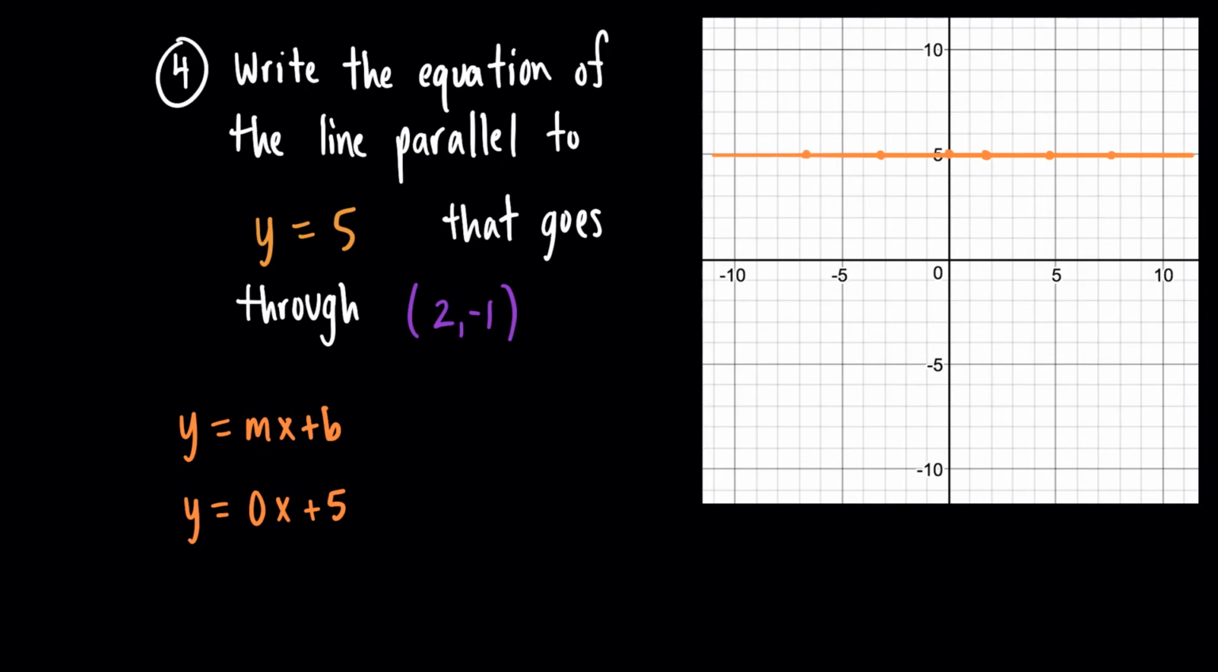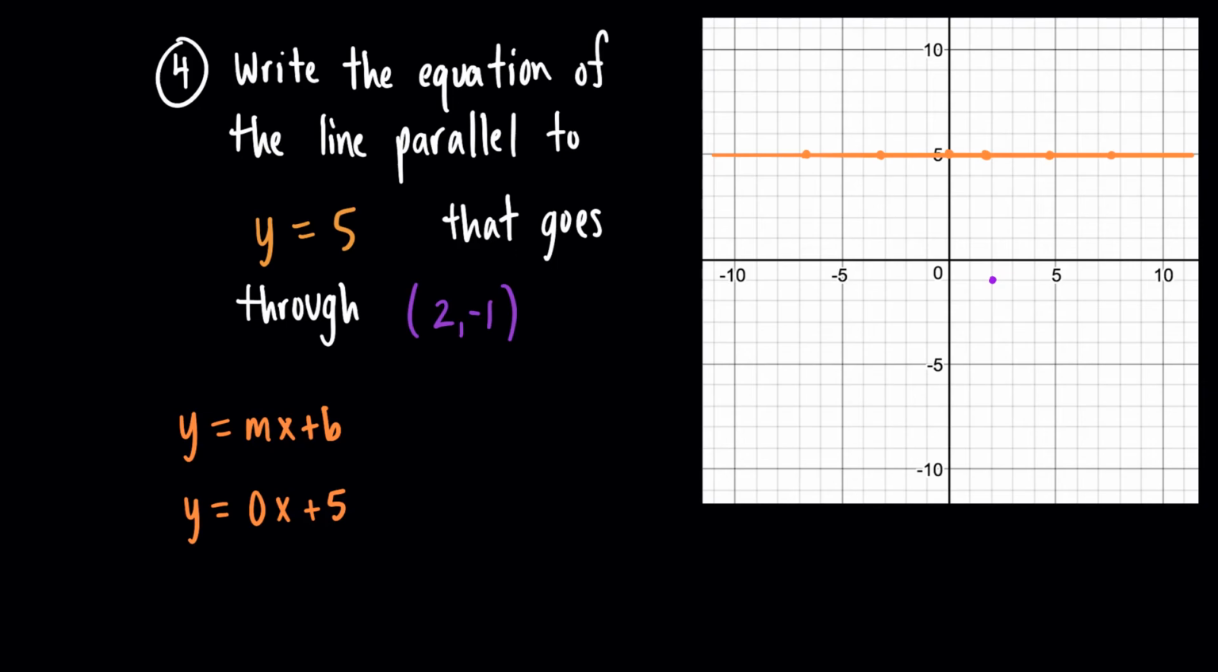Okay? All right, so that's the original line. That's not our line, but that's the line y equals 5. We're trying to be parallel to that. We're trying to go through the point 2, negative 1. So let's actually graph 2, negative 1. So 2, negative 1 is going to go right there. So we want to be parallel to y equals 5, and we want to go through that point right there.